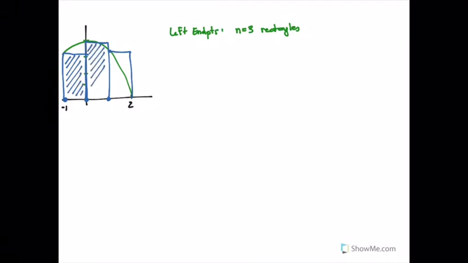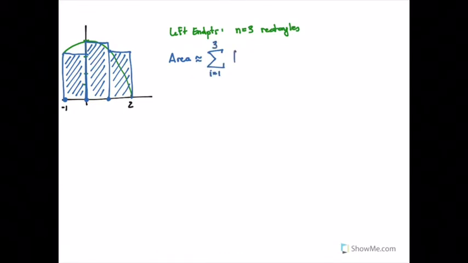Then it's just a matter of finding the area of those rectangles. So, area is going to be approximated by, we'll use this sigma notation, the sum from i equals 1 to 3 of f of x sub i times delta x. In this case, delta x is b minus a divided by n. That's the length of the interval divided by n. That's 1. We've kind of seen that before.